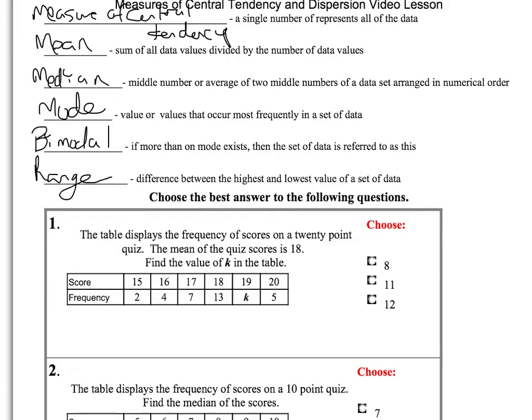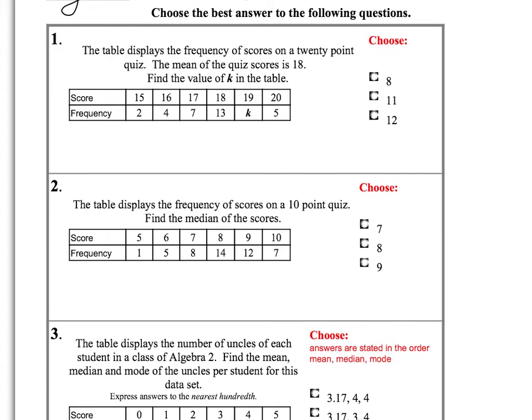Couple examples. These are not easy examples. The table displays the frequency of scores on a 20-point quiz. The mean is 18. Find the value of k in the table. Well, how do you find an average? You add up all the numbers and divide by the number of values that you have. So this says a score of 15, 2 people got it. A score of 16, 4 people got it. A score of 17, 7 people got it, on and on and on. We have to figure out k.